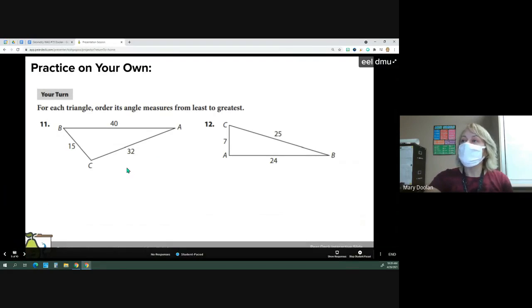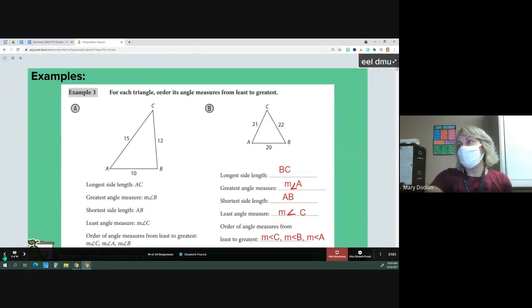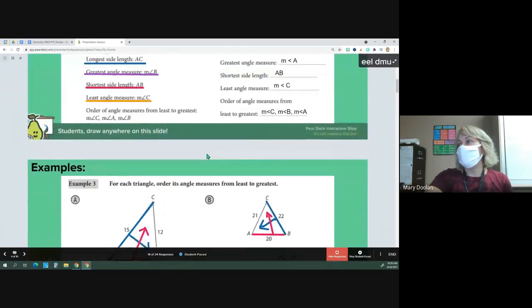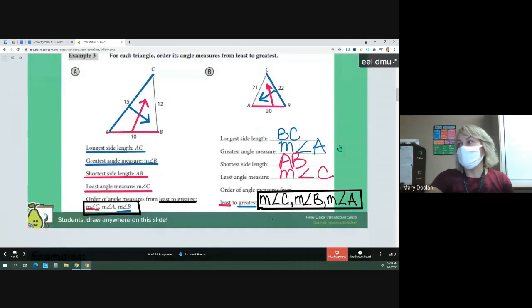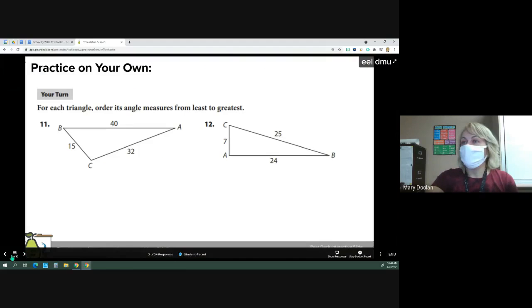You have 2 problems like the ones we just did. You are given a triangle with 3 side lengths labeled. So if you're going through the steps that we just did, you're basically looking to see which side is the longest, and then look across from it to tell which angle is the greatest. Which side is the shortest? Look across from it to see which angle is the smallest, the least. And then you want to write them in an order. Pay attention to what it says. Does it say least to greatest, greatest to least? I'm pretty sure these all say least to greatest. Check. Yep, least to greatest.